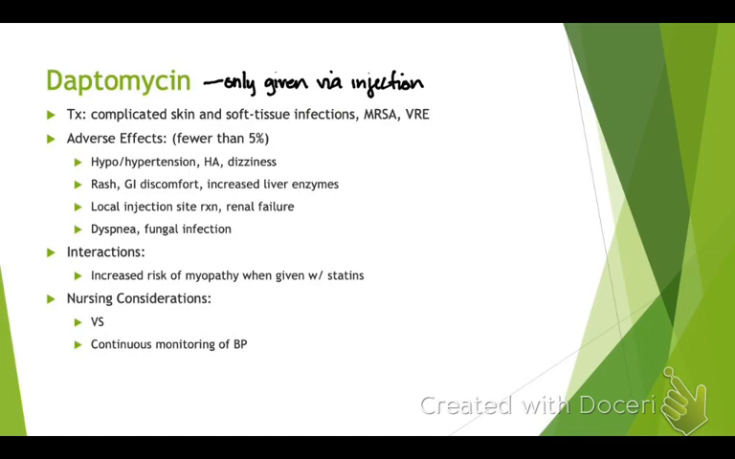Next med is your daptomycin. Again, this is only given via injection. We use it to treat complicated skin and soft tissue infections, MRSA and VREs. Adverse effects are usually fewer than 5%. Hypo or hypertension can cause headaches or dizziness, can have rash, GI discomfort, increased liver enzymes, local injection site reaction or renal failure, dyspnea, and fungal infections.